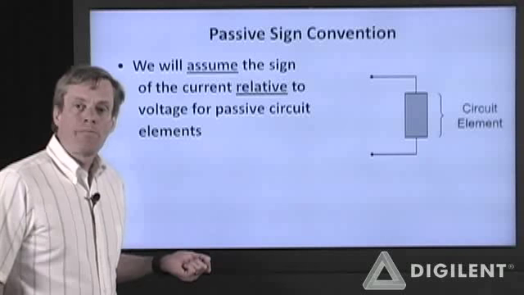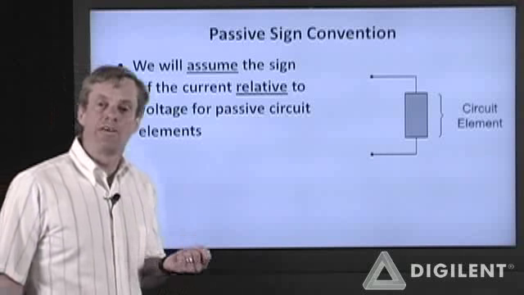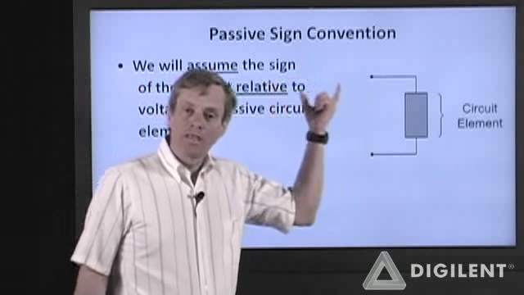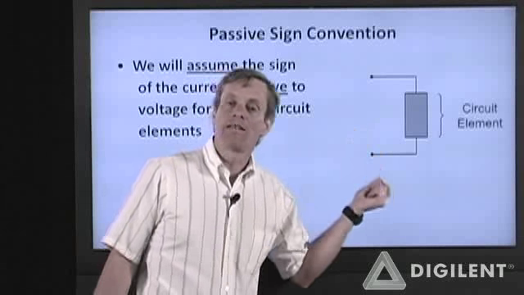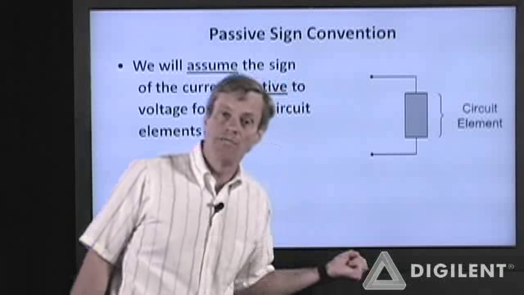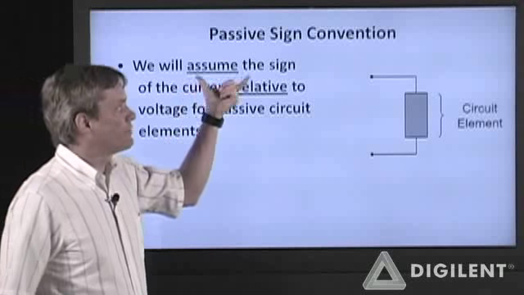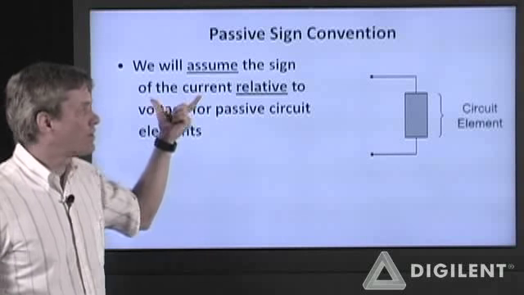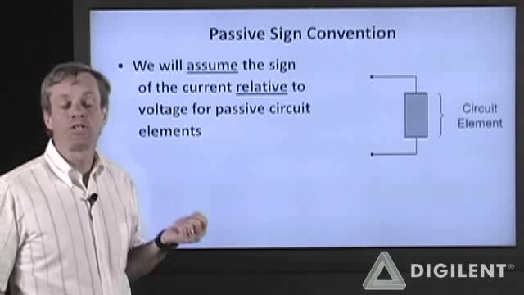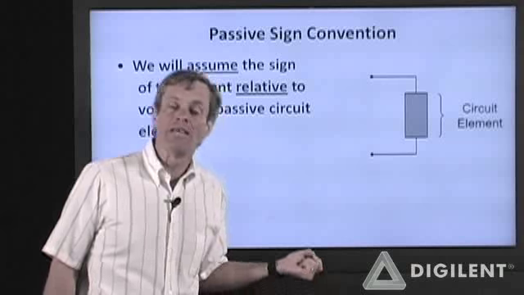Now I want to introduce the passive sign convention. This is extremely important. It's very easy, but it's extremely important. If you don't get the passive sign convention right, then none of your analyses will be meaningful. You cannot rely on any of your results. Essentially, in the passive sign convention, we are going to assume the sign of the current relative to the sign of the voltage. So we're going to assume a current direction relative to a voltage polarity.